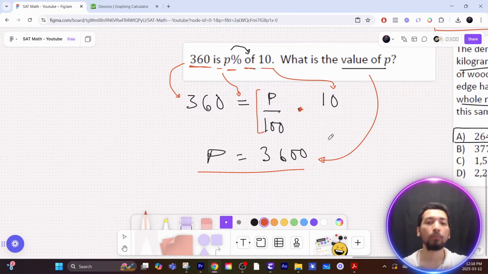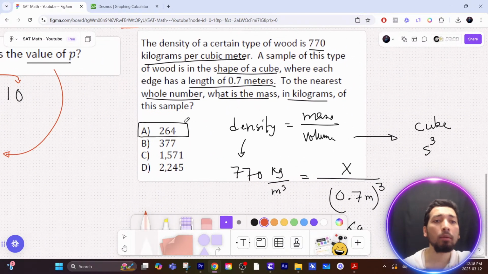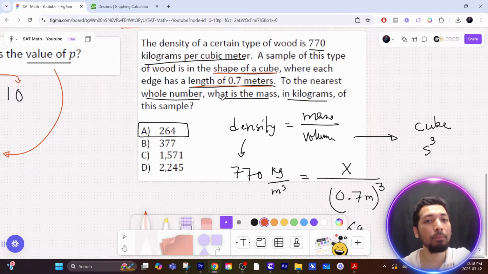Perfect. Now let's look at our third problem over here. The problem statement says the density of a certain type of wood is 770 kilograms per cubic meter. A sample of this type of wood is in the shape of a cube where each edge has a length of 0.7 meters. To the nearest whole number, what is the mass in kilograms of this sample?